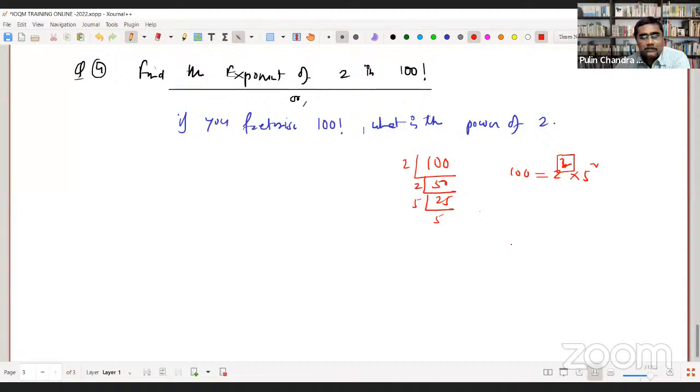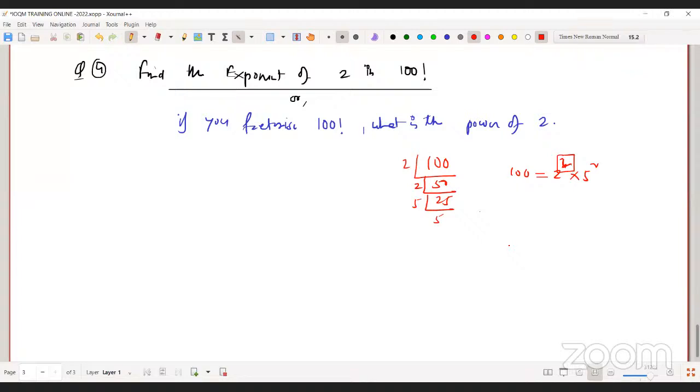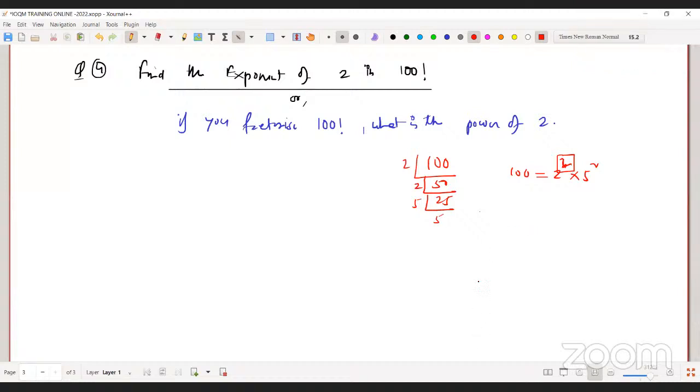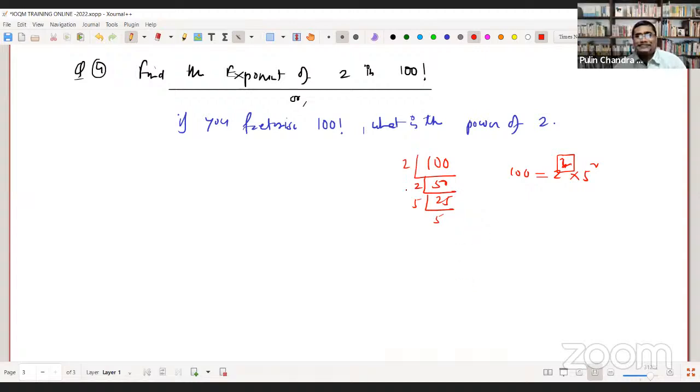Why it works? Number one. Because 100 factorial can be written in prime factors, like 2 to the power n, 3 to the power n, or prime numbers multiplied to the power. Okay. Will it work for every prime number? If I ask you to find the exponent of 3 in 100 factorial here? Yeah, sir.